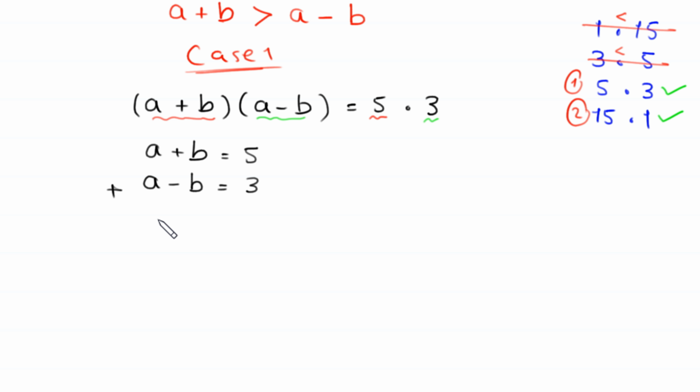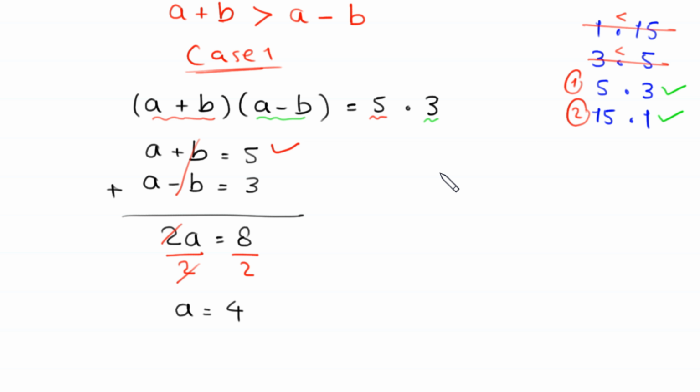And we add these two equations, so this positive b will be cancelled out with this negative b, and this 1a plus 1a will become 2a is equal to 5 plus 3, 8, and from here we divide both sides by 2. So this 2 will be cancelled out with this 2, and we get the value of a is equal to 4.